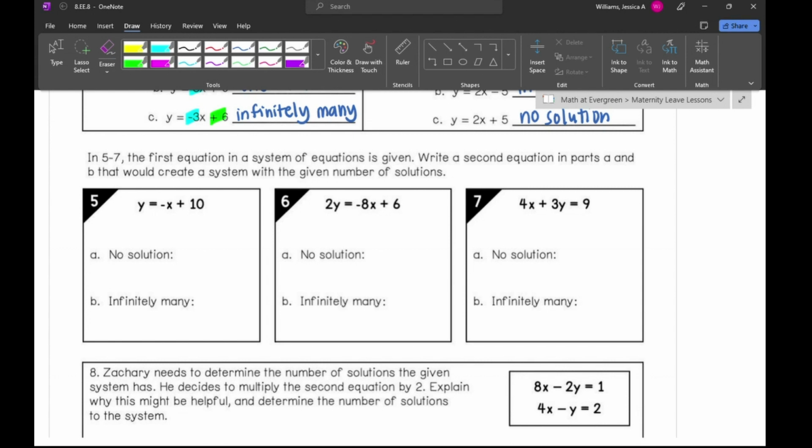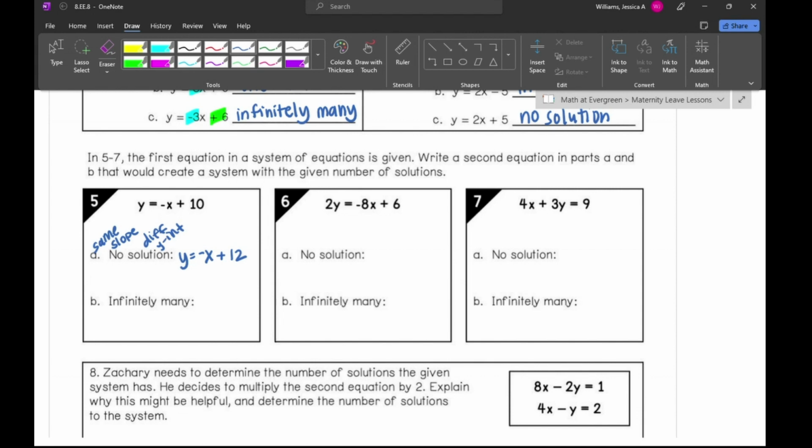Awesome. So for no solution, we should have the same slope, but a different y-intercept. So if it was y equals negative 1x plus 10, we would need the same slope, so y equals negative x, but we need a different y-intercept. So this could literally be any number besides positive 10. So I'm going to say positive 12. We could have said negative 10, we could have said 13, we could have said positive 6, we could have said negative 7, okay, any number besides positive 10.